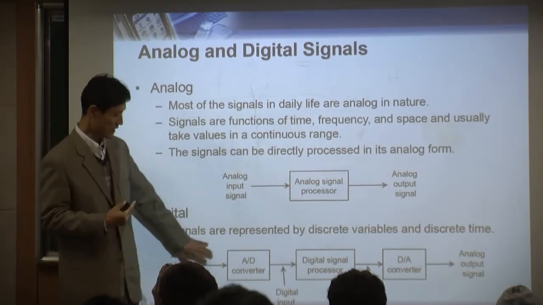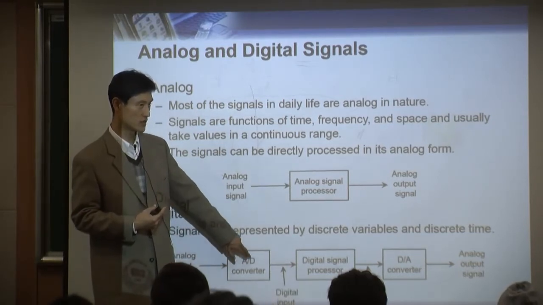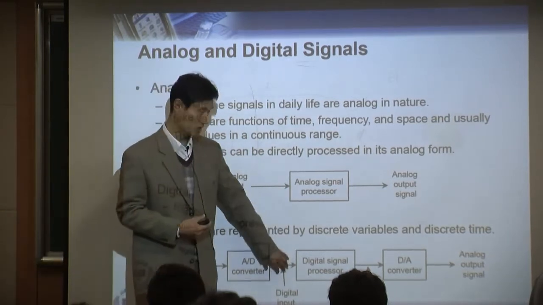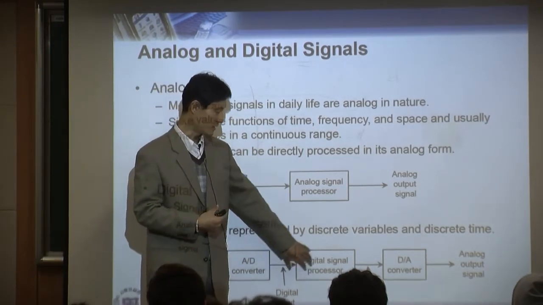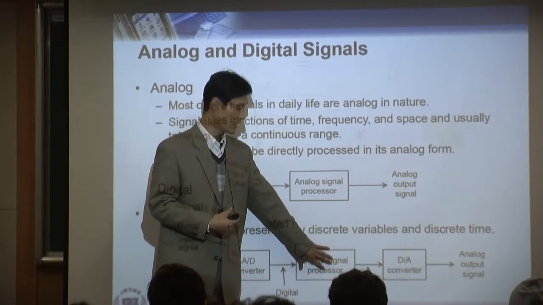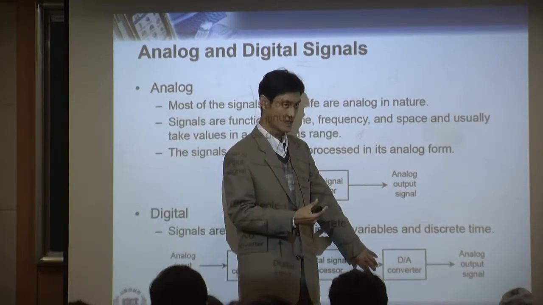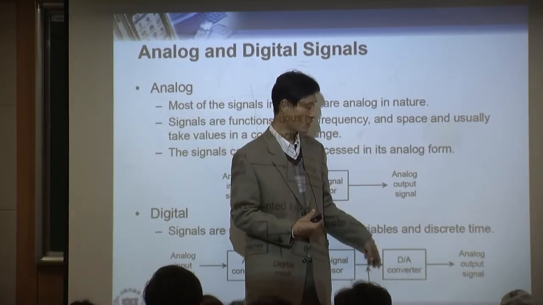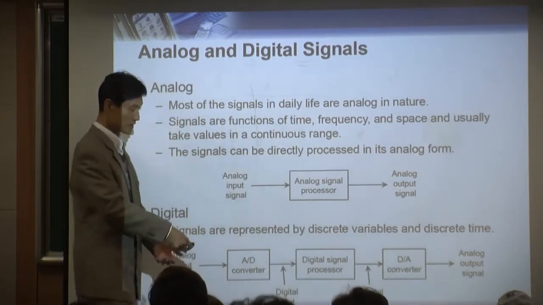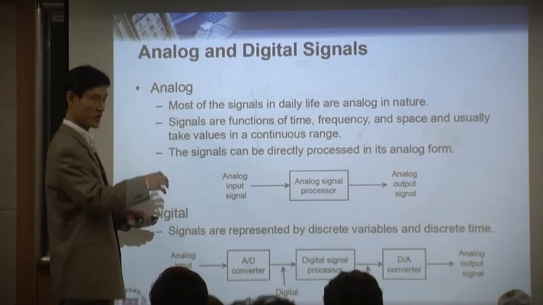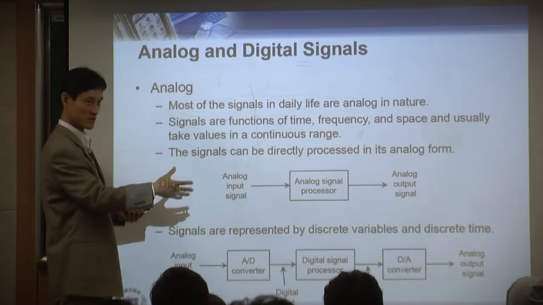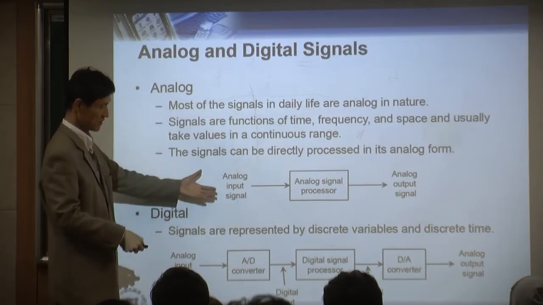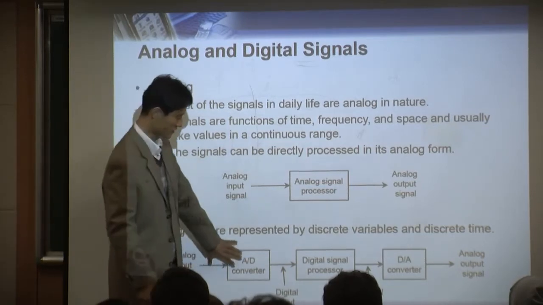So the first thing to do is the A to D converter, analog to digital converter. You would convert analog signals to digital signals. Okay? And then you run the digital signal processor. After that, your output is still digital. You put that digital signal into the digital to analog converter, going back to analog. So it looks like this is more complex, right? Because you change analog to digital, do processing in digital, and then again go back to analog. From the block diagram perspective, it looks more complex.